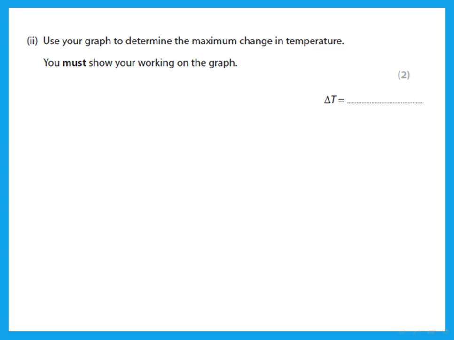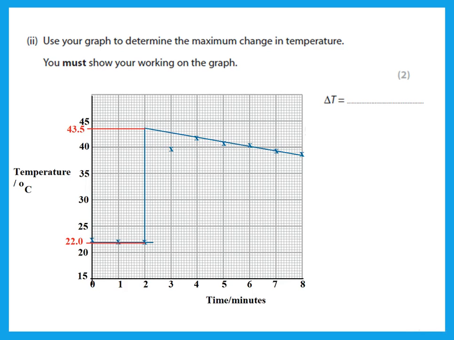And then he's saying calculate the maximum temperature rise. It is from the highest point to the original where we started. So this shows a temperature change of 21.5 degrees Celsius. Please remember, this is how we do this type of graph, and they usually bring this a lot.